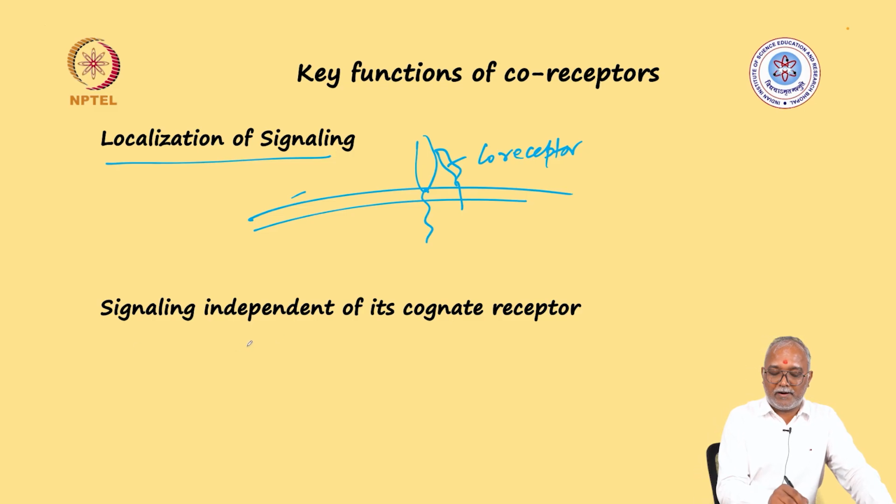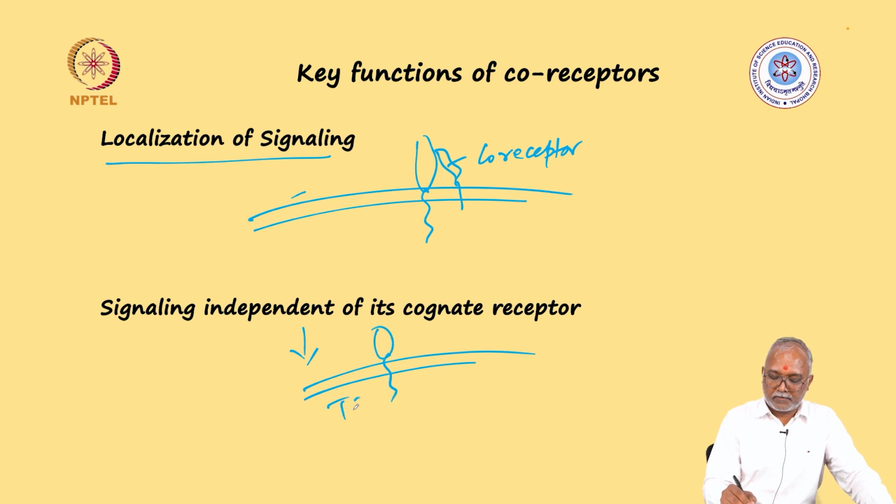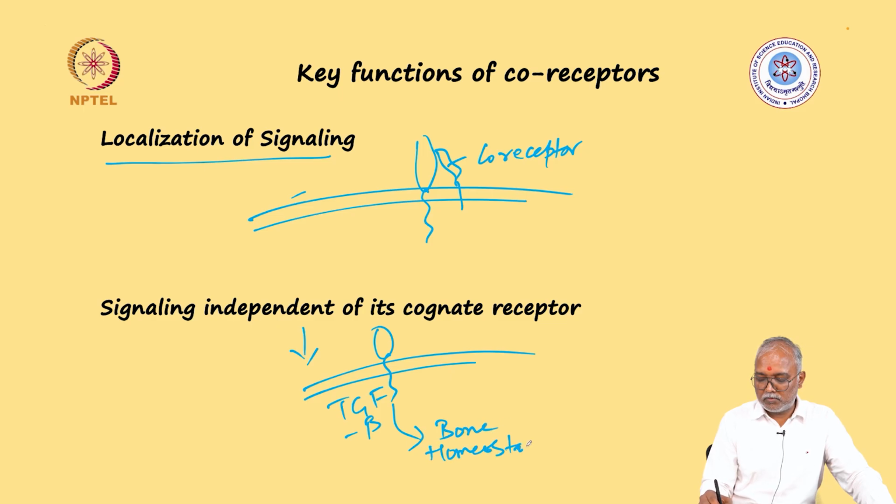Also, they can independently do the signaling of their cognate receptor. Suppose there is a TGF beta receptor, and suppose it was ensuring the case of bone homeostasis. So the co-receptor which is here, it may work independently.